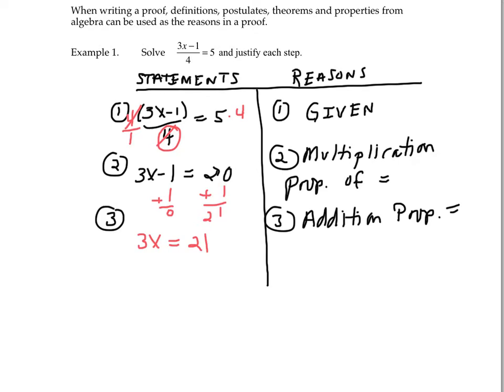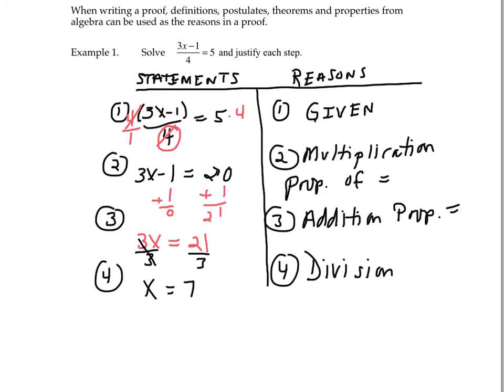Finally, to finish solving our equation, 3x equals 21. To isolate x, we need to divide both sides by 3. So we end up with x, because 3 divided by 3 is 1. 21 divided by 3, we've solved the equation. And we'll finish off our proof by saying that we use the division property of equality.